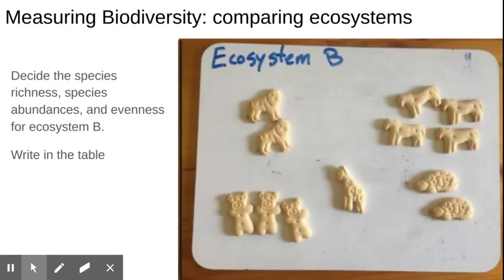All right, if you're back with us, let's go and look at ecosystem B. And so I've gone ahead and I've sorted these guys. So go ahead, hit pause, and calculate the species richness, the species abundance, and the evenness for ecosystem B. All right, hopefully you hit pause and calculated those 3, and you've written those numbers down in your table and the species names in the table.